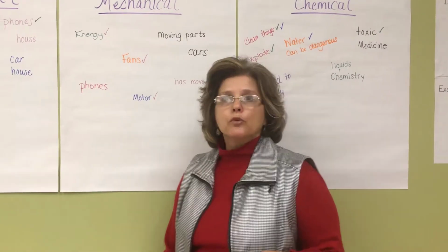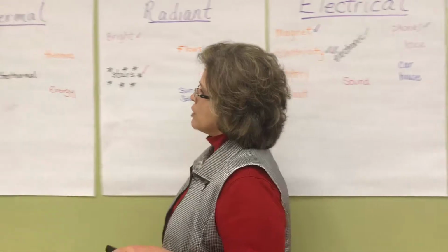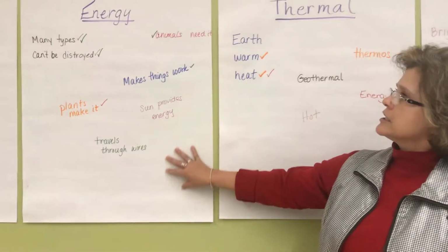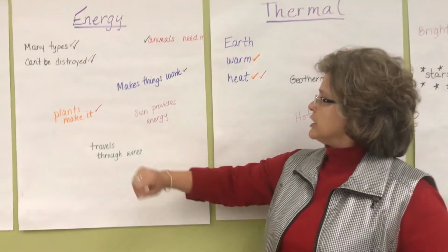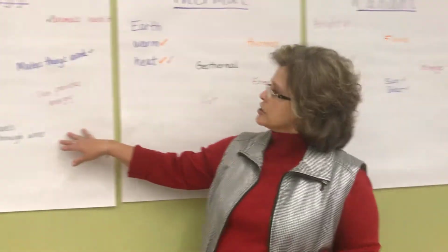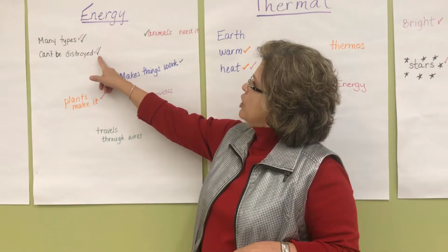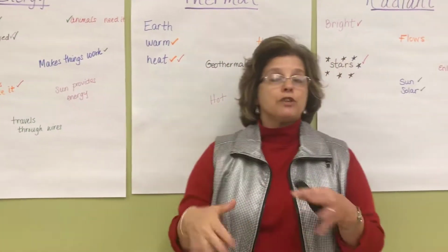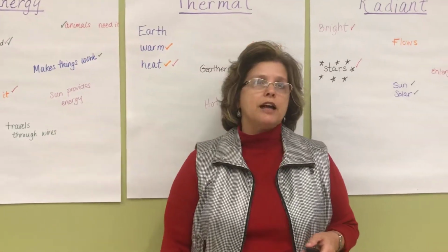Now, we started out with the word energy, and on the energy poster, there were a couple definitions, or a couple of ideas and things that students wrote down. Things like make things work, plants make energy, travels through wires. And what we ask the students to do also is to place checks. If it's something that you know already, put a check beside it so that we aren't writing the same things over and over again. Or maybe you think that that's correct and you put a check beside it.